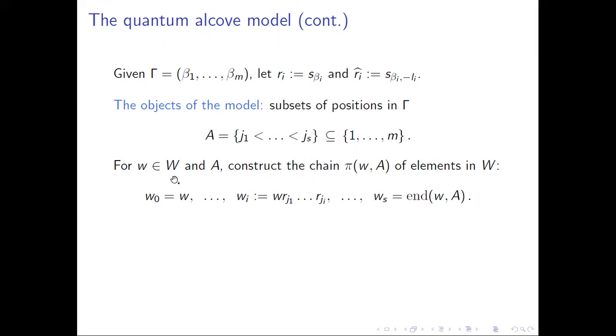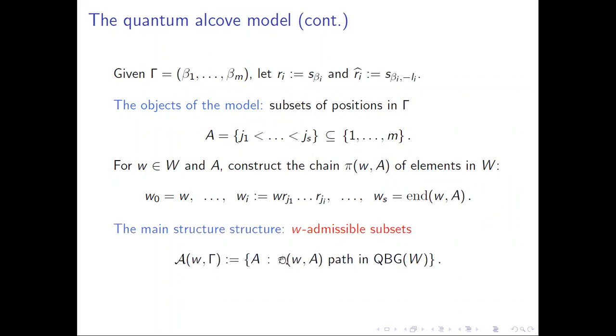To explain this condition, you have to associate with this subset of indices a chain of elements in the Weyl group. You fix some element W, which is the starting element, and then you multiply one by one on the right by the reflections corresponding to these positions, J1, J2, JS. So W, W R_J1, W R_J1 R_J2, and so on. And you end with some element where you multiply with all the J1 through JS. This we call end of W, A.